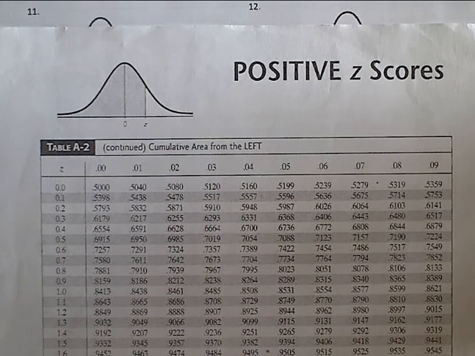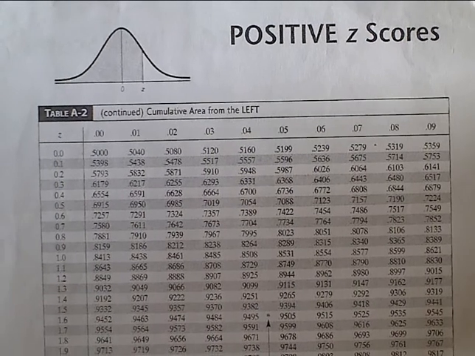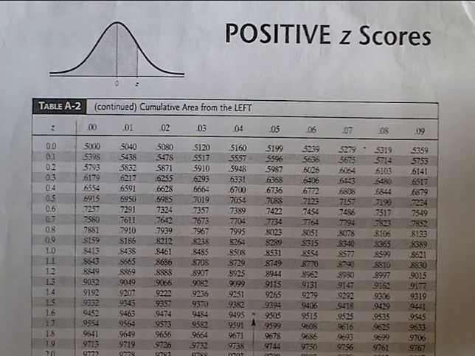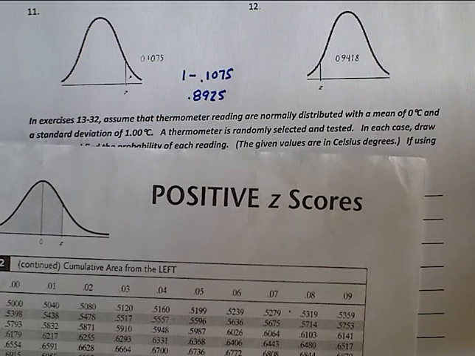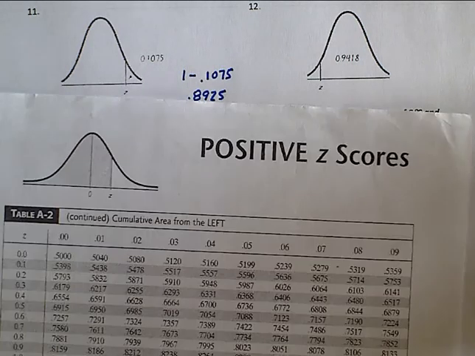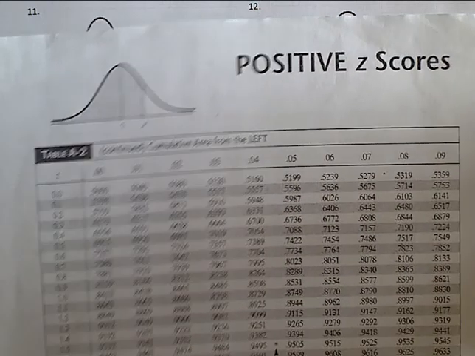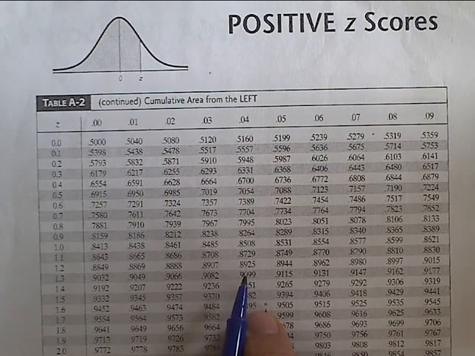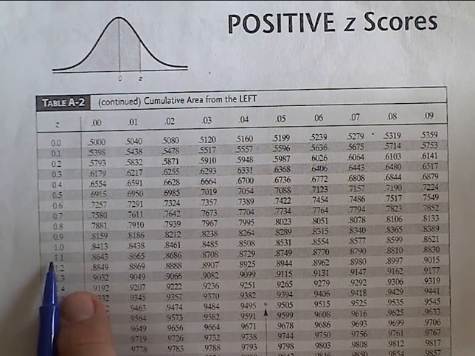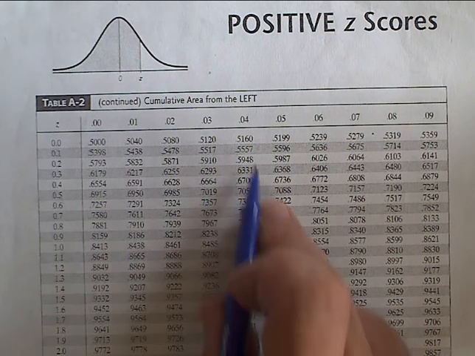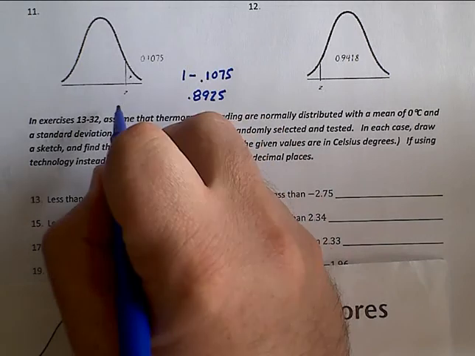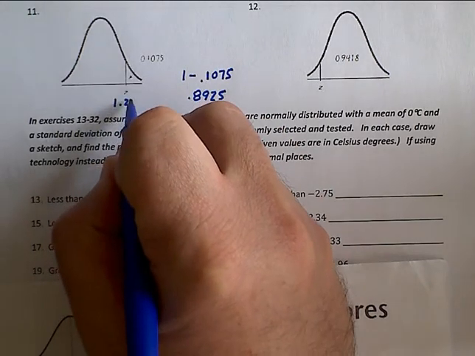Okay, so I'm on the positive side since it's greater than 0.5, I know it has to be on the positive side. And I'm looking for 0.8925, which turns out to be right here on my table. Now, if I go out, this is 1.2, and this is 4. So my z-score is 1.24 when you put those values back together.